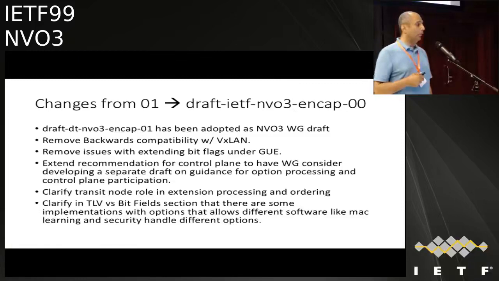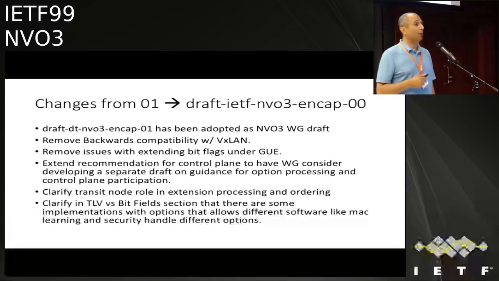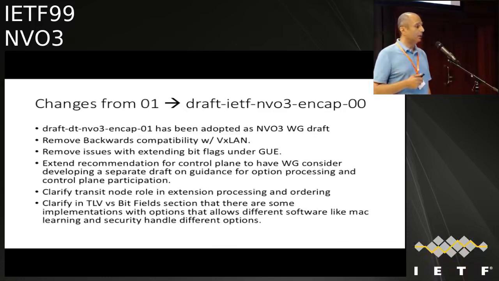As well, we clarified the transit node role. So what kind of option will be processed by the transit node. We clarified that only a subset of options here will be looked at by the transit node. One more thing we clarified was a statement we made about how different software modules on the device, on the VTEP itself, can handle different options like MAC learning and security options that could exist after the Geneve tunnel header, right?